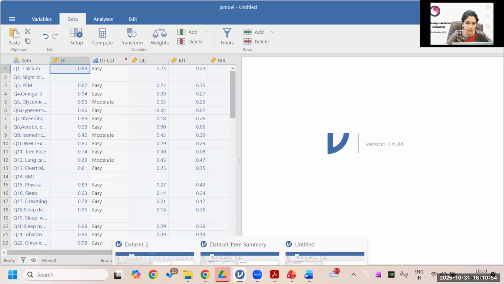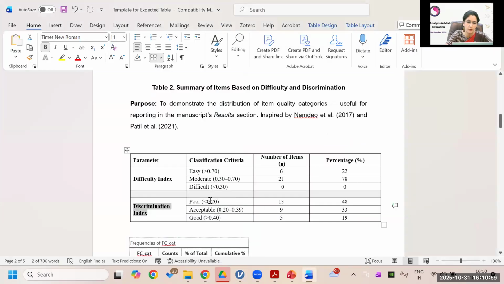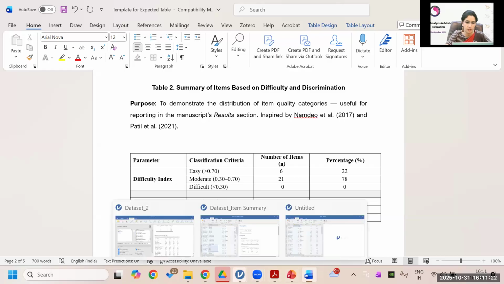And then what is the cutoff? If you see the table, the cutoff is less than 0.2 is poor, 0.2 to 0.4 is acceptable, and more than this will be more than or equal to 0.4. Here it is 0.39, you make it 0.4. And then more than 0.4 is good. So similarly, I will create a less than 0.2. So I will go to Jamovi.